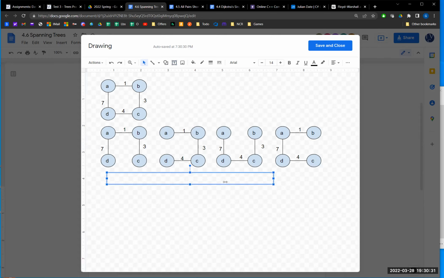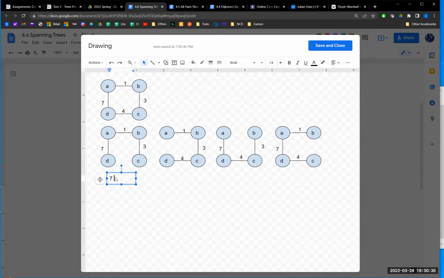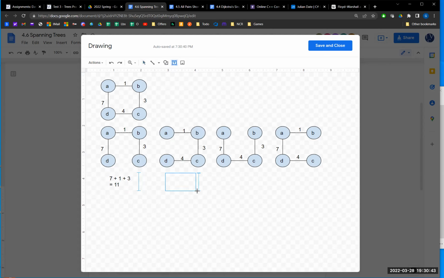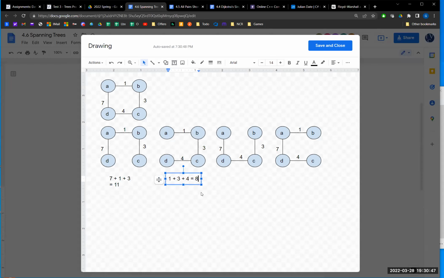So our path lengths: this one, 7 plus 1 plus 3, giving us a total path length of 11. Here we have 1 plus 3 plus 4, giving us 8. 7 plus 4 plus 3, giving us 14. And lastly, 1 plus 7 plus 4, giving us 12.